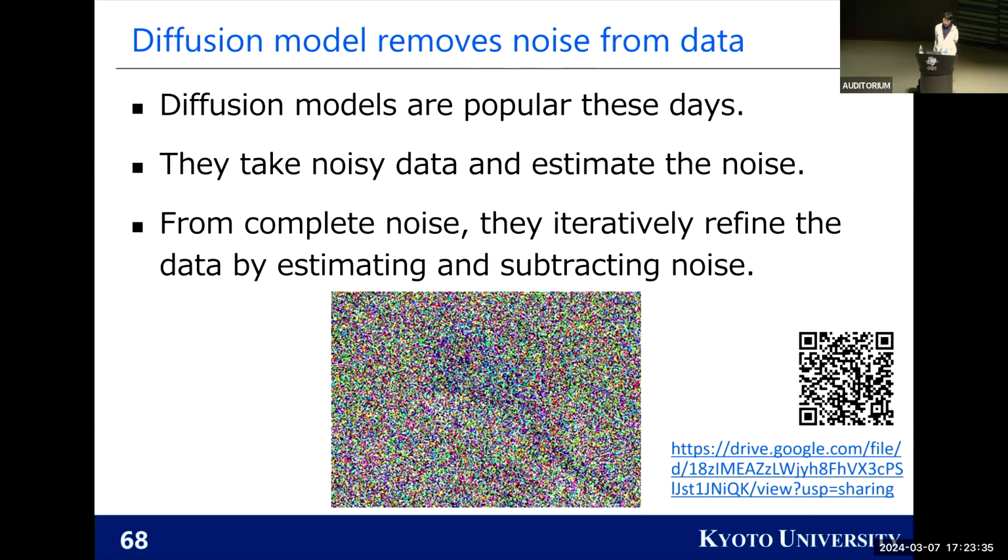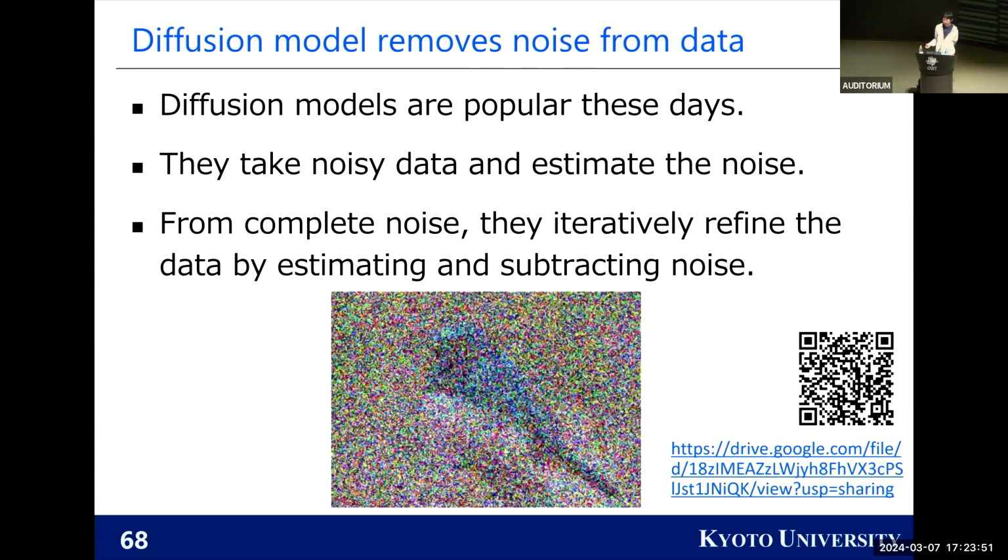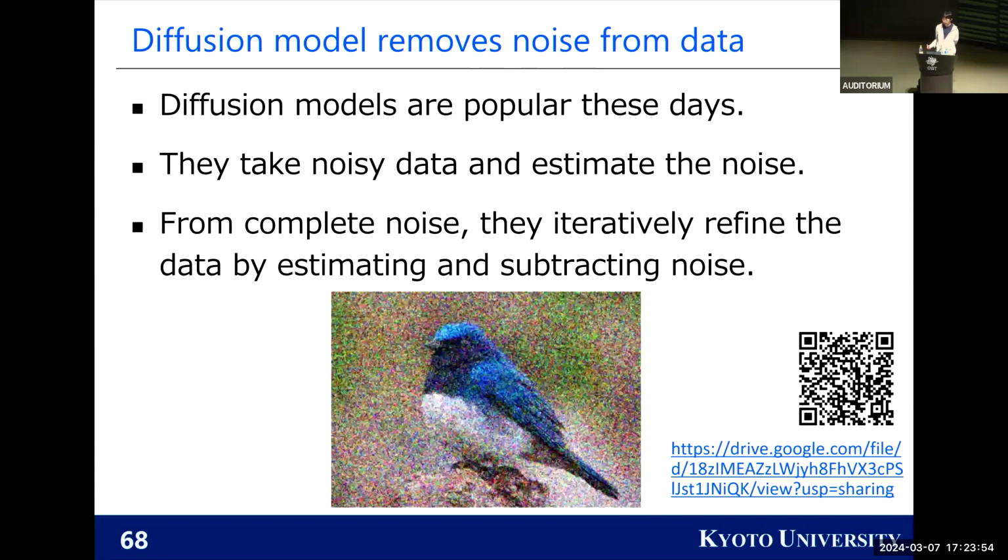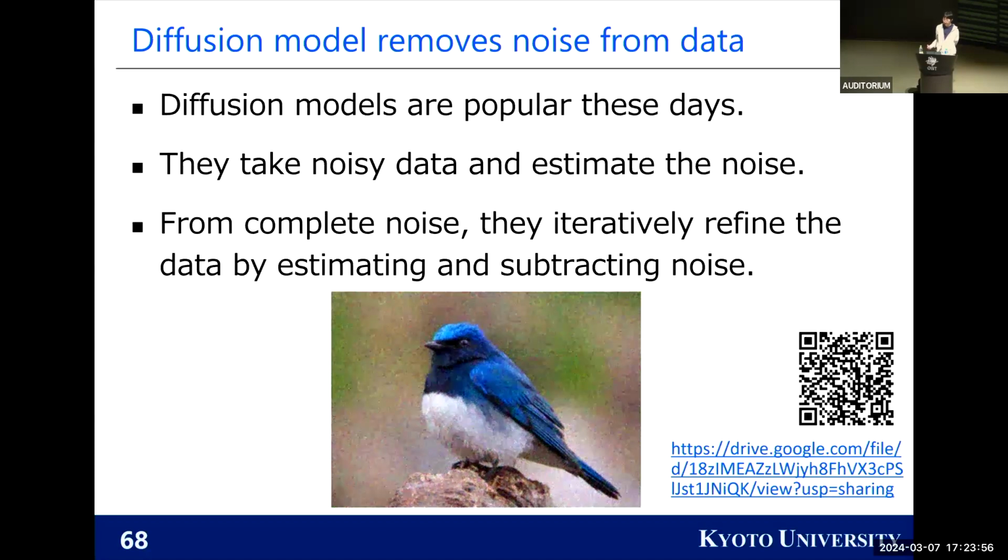And the basics of diffusion models is that they take noisy data and estimate the noise. And starting from complete noise, they iteratively refine the data by estimating and subtracting noise. And this is an example. Starting from complete noise, it estimates the noise and subtracts the noise and repeats this process and refines the image and generates the high quality image starting from the complete noise.